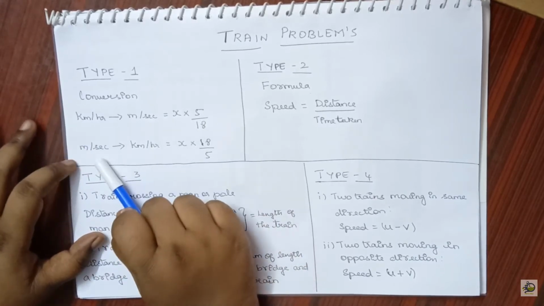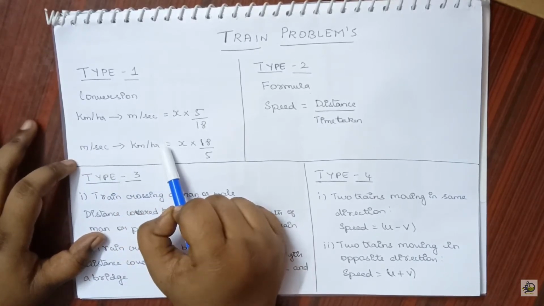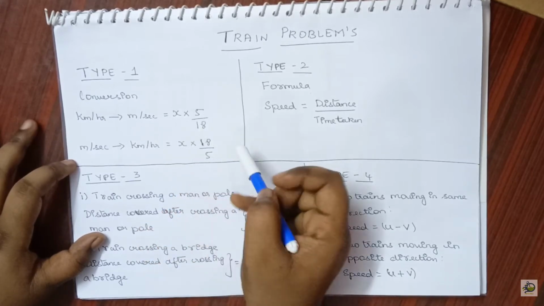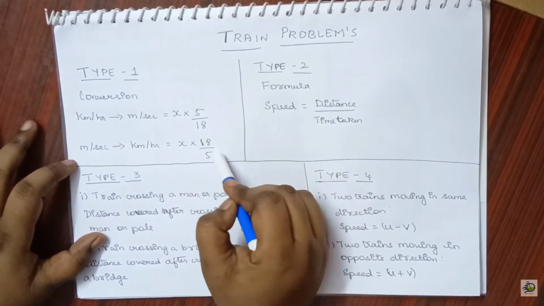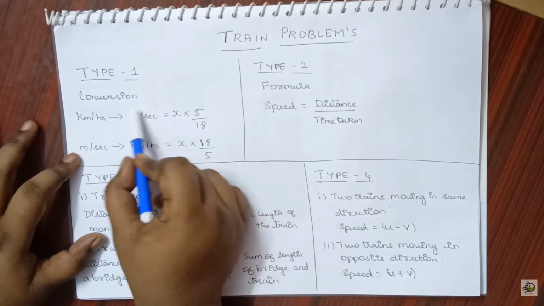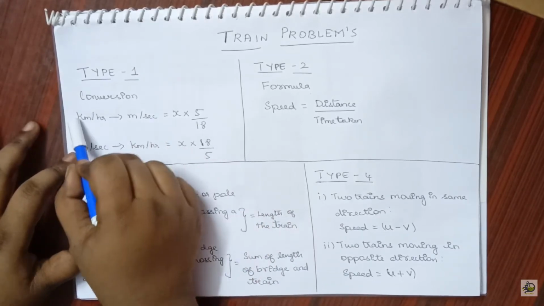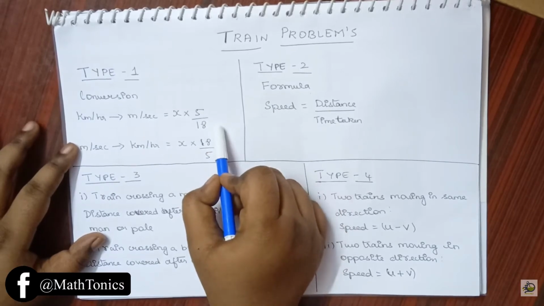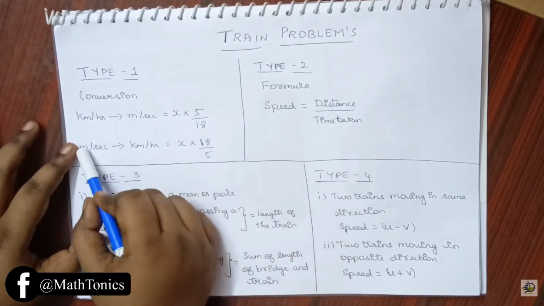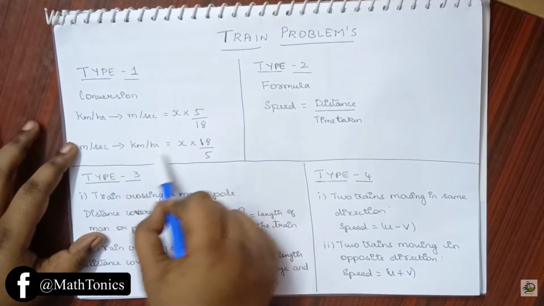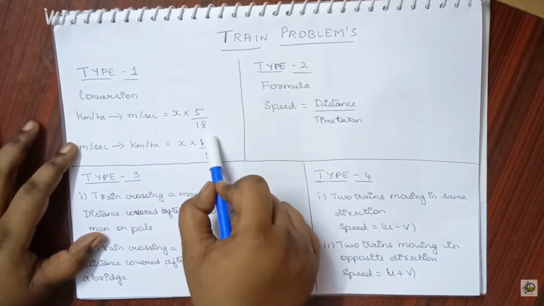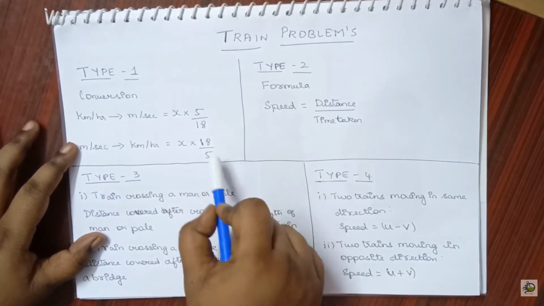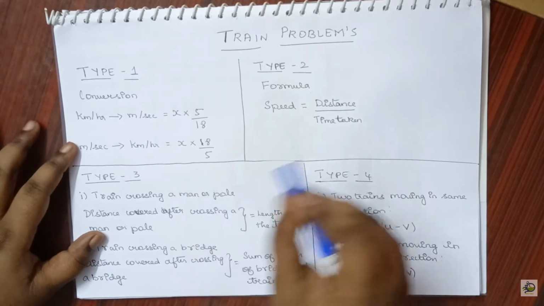If it is given in meter per second and you need kilometer per hour, then you will have to multiply it by 18 by 5. So if you want to convert from greater to smaller, it is 5 by 18. If you want to convert from smaller to greater, then 18, which is greater, will come to the numerator. So 18 by 5. Okay. Next is type 2.